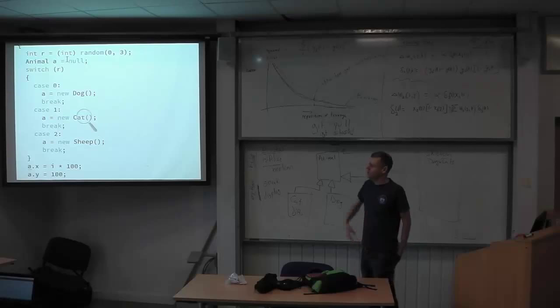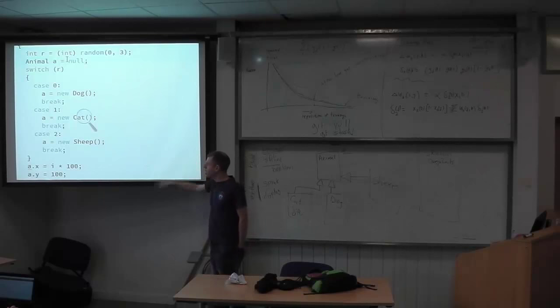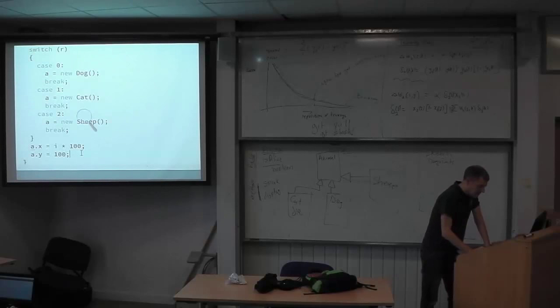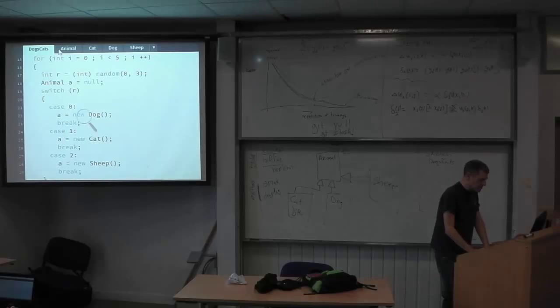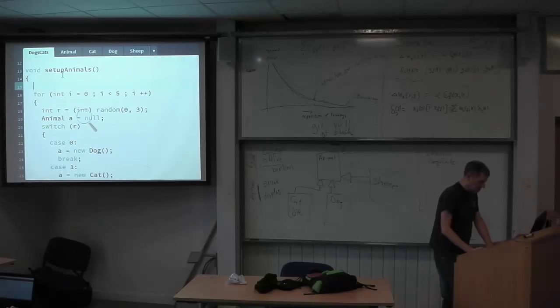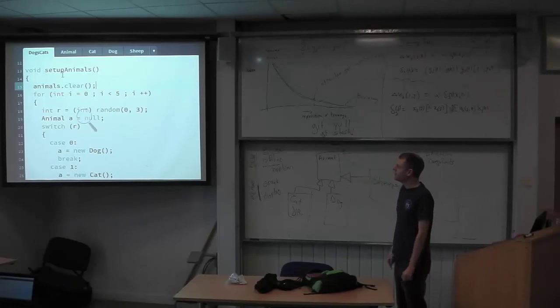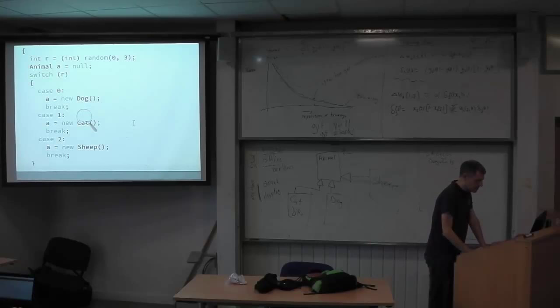So Animal a equals null. It initially starts off as null, pointing to nothing. Generate my random number and instantiate a as either a dog or a cat or a sheep, and then assign them these values. Last thing I want to do is add it to the list of animals: animals.add(a). And one thing I should have done at the very start is animals.clear. That first line removes all the elements from the ArrayList, and then I add five elements to the ArrayList, and those five elements are going to get instantiated as either dogs or cats or sheep.